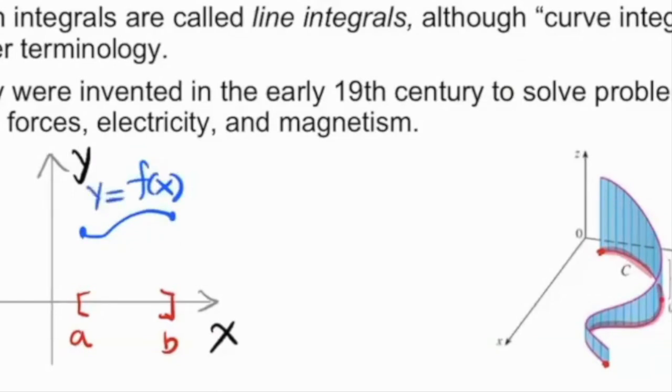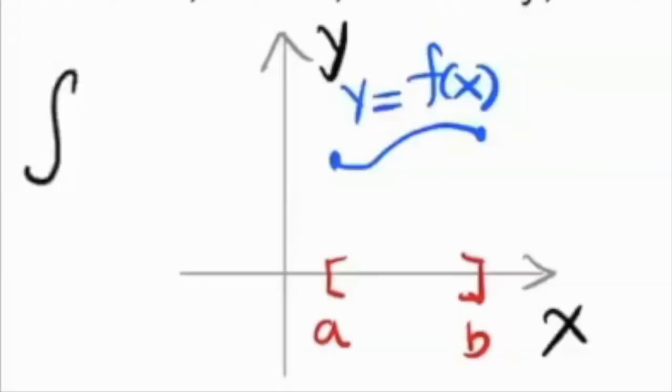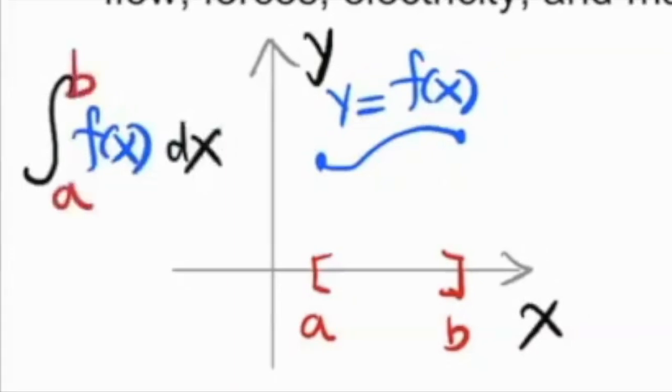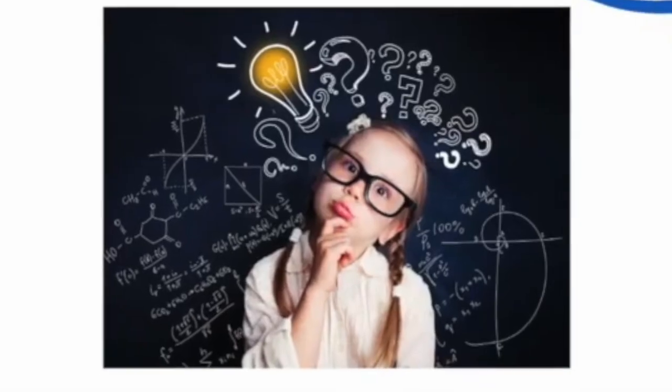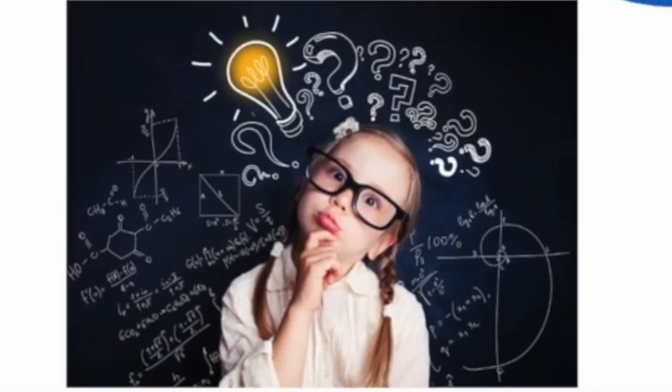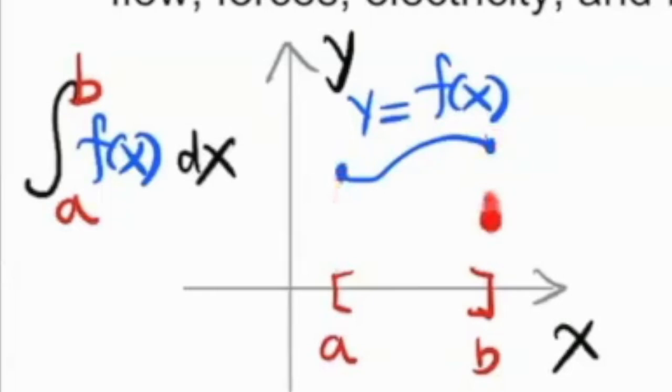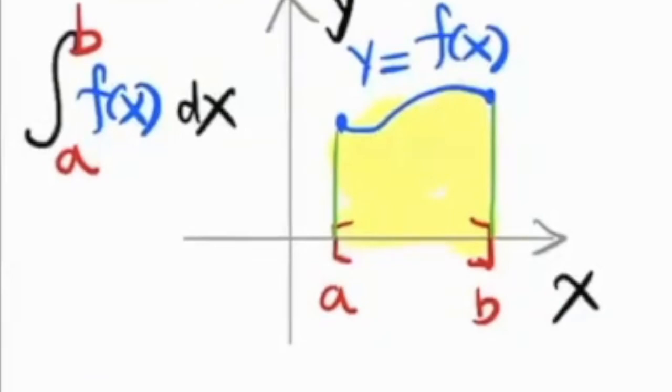Then we find the integral. We integrate this function with respect to x, with x going from A to B. And what does this integral correspond to geometrically? If this is a positive function, then this integral corresponds to the area under the curve, right? So that's the area under the curve when the function is positive.